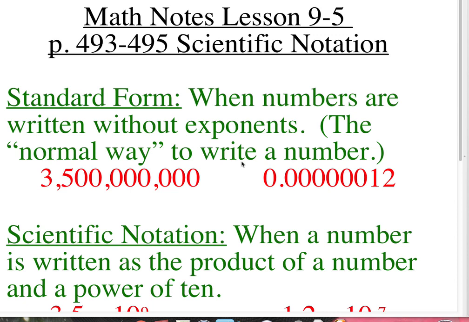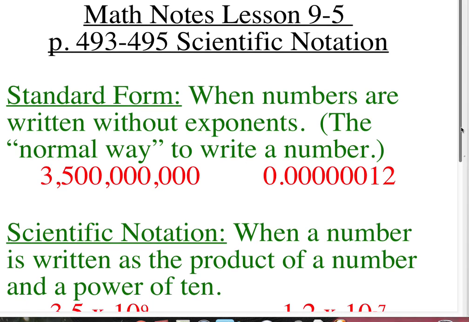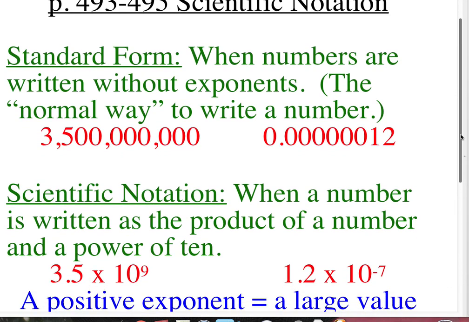I want to talk about something really quick though. You're going to hear me refer to large numbers and microscopically small numbers. So when I say large number, I mean large in value. Looking at the number here on the left, the 3,500,000,000, this is what I'm going to refer to as a large number. It's large in value, like I wish I had that much money, right? Large, it's a lot. The number on the right, the decimal 0.00000012, I'm going to refer to as a microscopically small number.